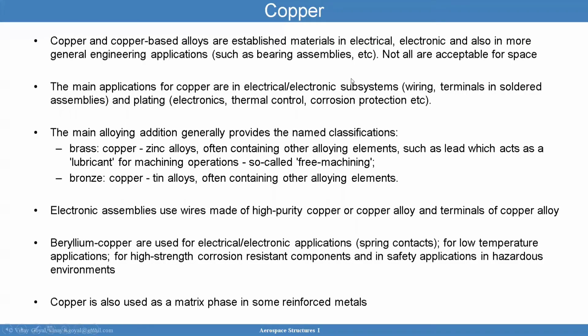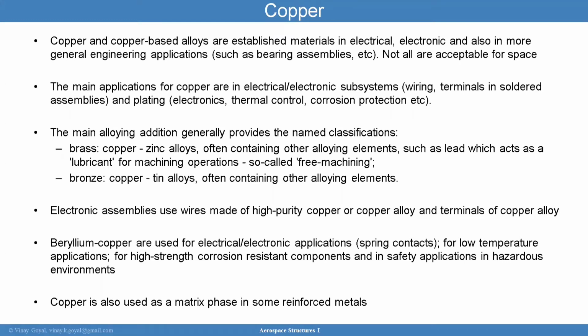And so copper is really used in electronics a lot, and the main application for copper is electrical subsystems like wiring and stuff like that. You're going to see a lot of classifications for that. So you're going to see brass, which is a copper and zinc alloy. Often you're going to see a lot of alloying going on, and they can be used to act as a lubricant for machining operations, and also bronze, for example.